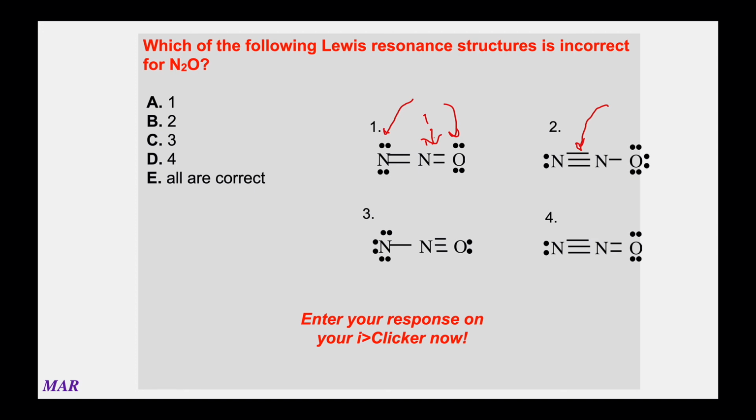Number 4, however, if you look at the central nitrogen, how many bonding pairs are around it? If you count it, there's a triple on the left and a double on the right. 1, 2, 3, 4, 5. Uh-oh, this is the first time we've seen an atom with more than 4 pairs. And for nitrogen, you never want to have more than 4 pairs. And we're going to talk about this in a little bit. So answer 4 is incorrect because nitrogen has more than an octet.